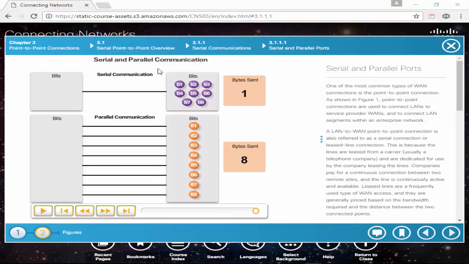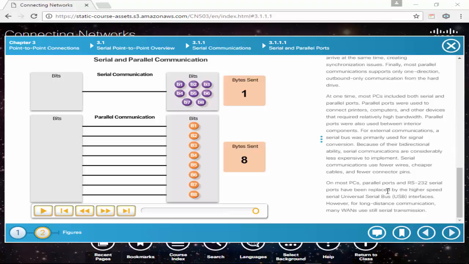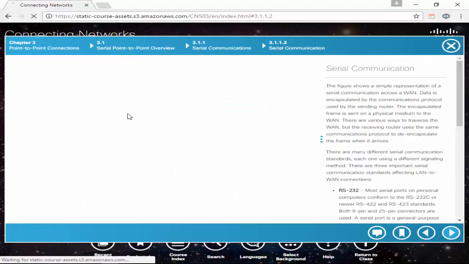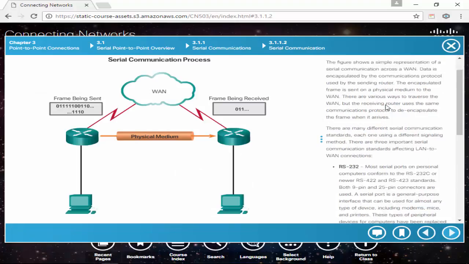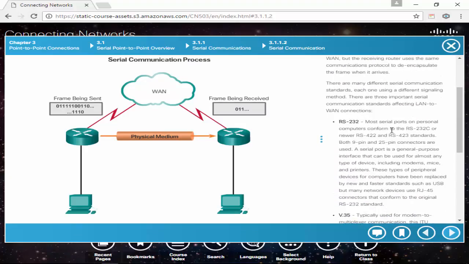It's a dead technology. Maybe some of you remember that our computers used to have both serial and parallel, but now some of them still have serial, some of them don't. That's because they were replaced with USB. But for long distance communication, WANs still use serial transmission. And so whenever we say this, it's just a straight leased line.